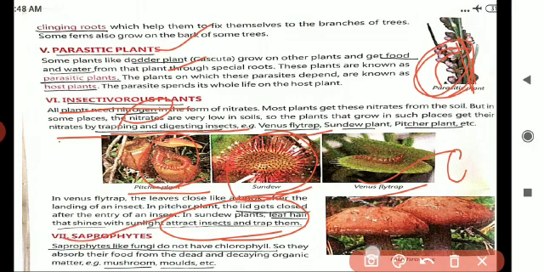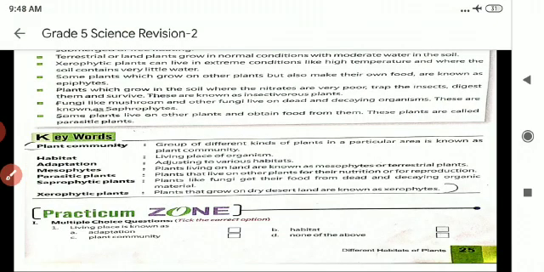Saprophytes. What is this, children? Yes, mushroom. Saprophytes like fungi do not have chlorophyll. So they absorb their food from dead and decaying organic matter. The best examples are mushroom and moulds. Shall we move to the next one, children?